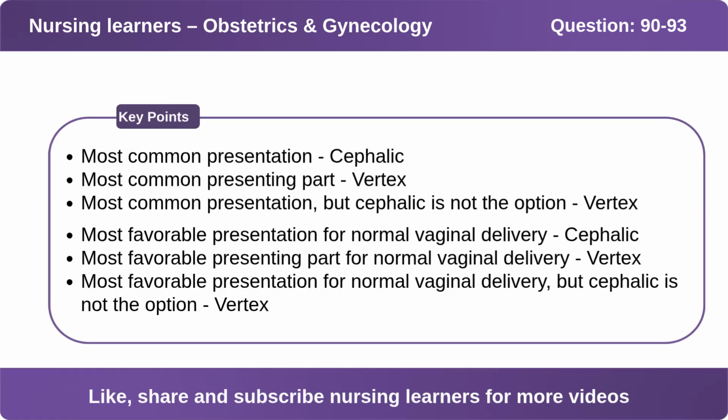The key points to remember here are: the most common presentation is cephalic. The most common presenting part is vertex. The most common presentation, but cephalic is not the option, is vertex. Most favorable presentation for normal vaginal delivery is cephalic. Most favorable presenting part for normal vaginal delivery is vertex. Most favorable presentation for normal vaginal delivery, but cephalic is not the option, is vertex.